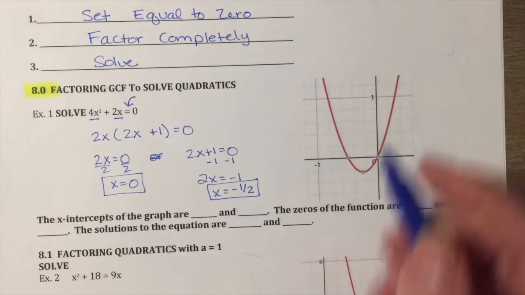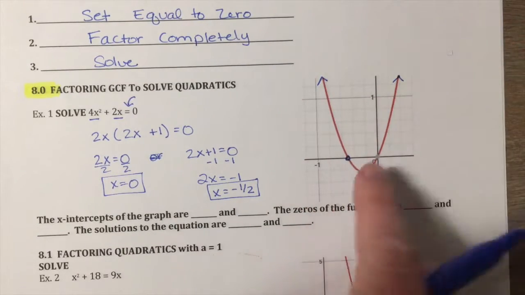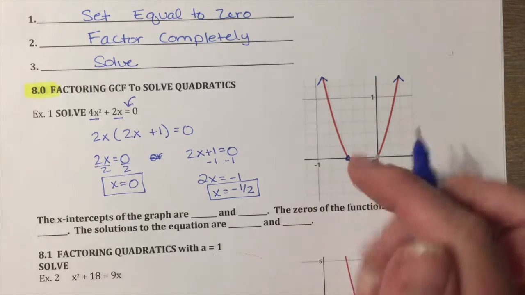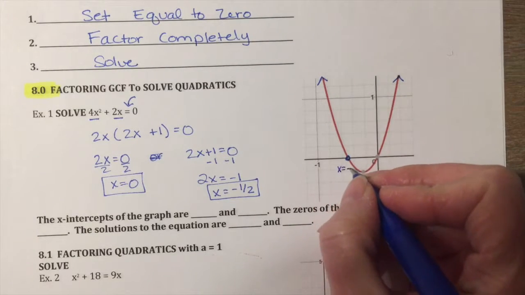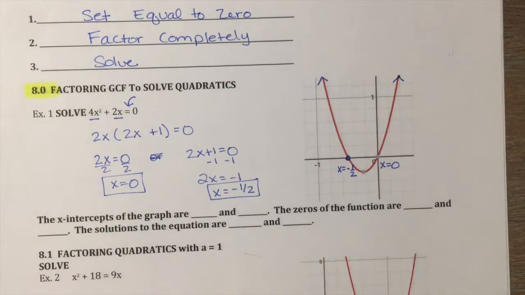And if you look at the graph that I've included for you, notice that these solutions, if this is 0 and this is negative 1, this is my x equals negative 1/2. This is my x equals 0. The solutions to a quadratic equation are also the x-intercepts.